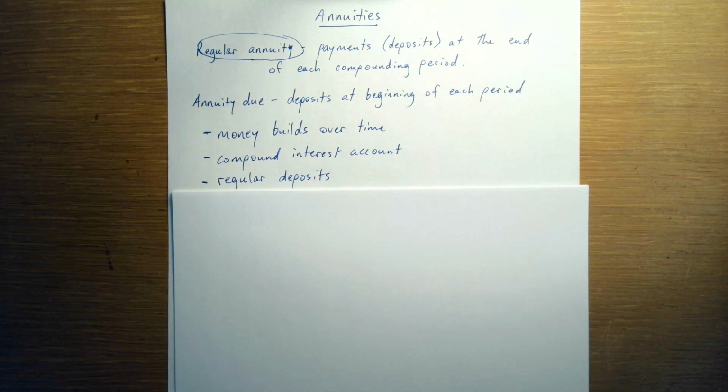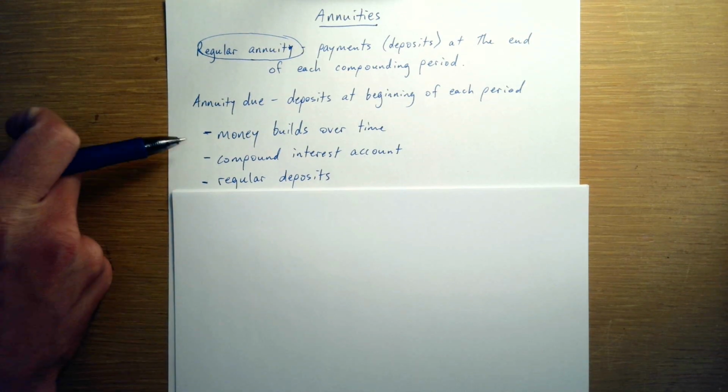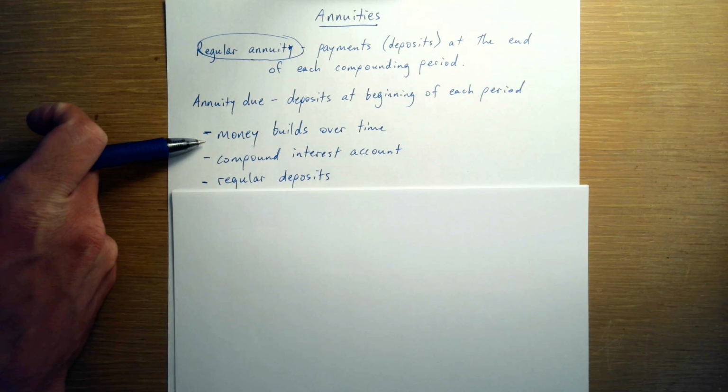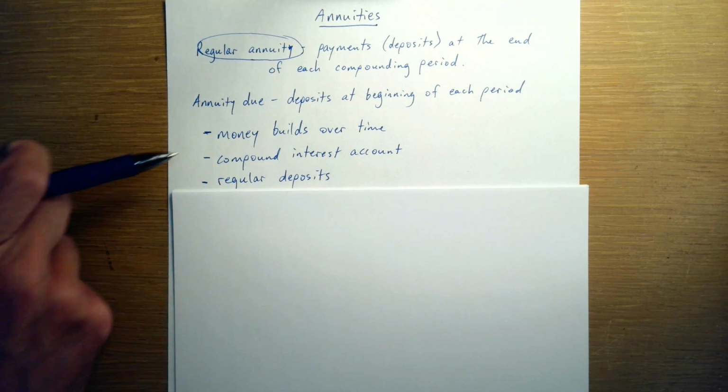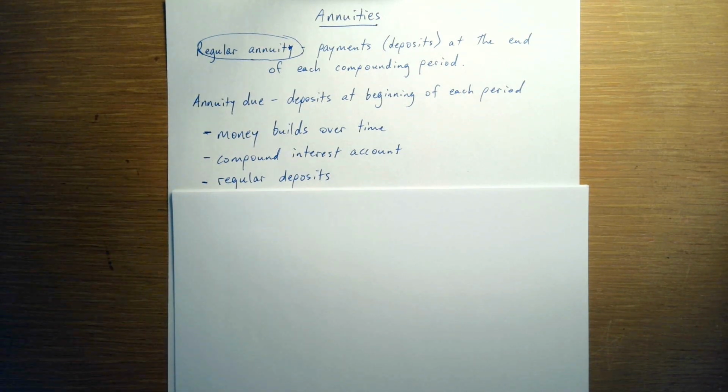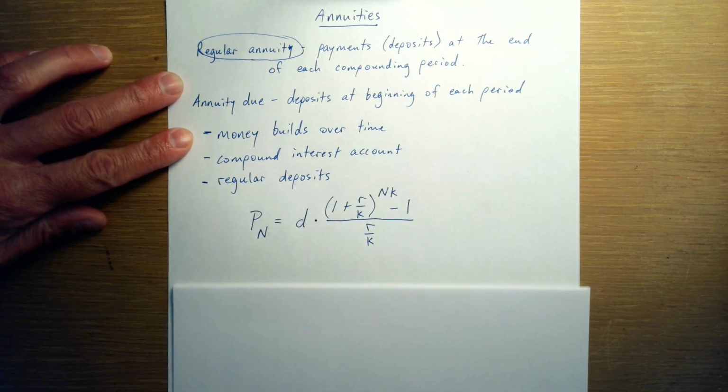Okay, so some basics about annuity accounts. The general principle is money builds over time because it is a compound interest account and you are making regular deposits into it. So not only do you get the money that you deposit into it, but you get the interest that accrues as well. And since it's a compound interest account, time really plays into it. So here is our formula.